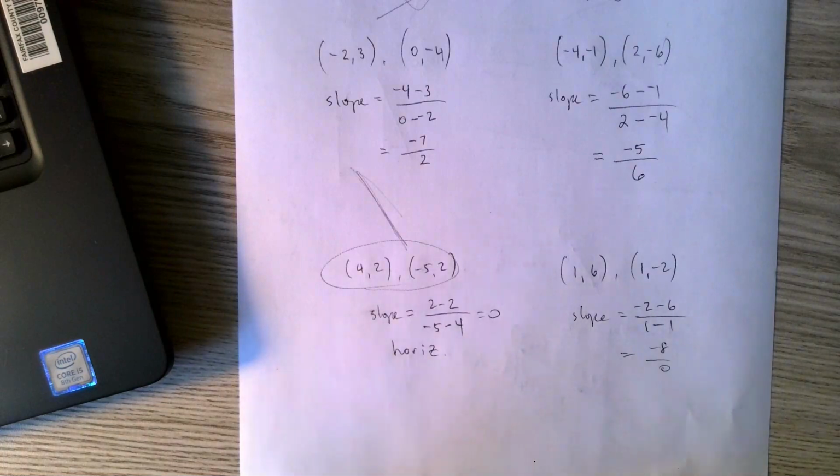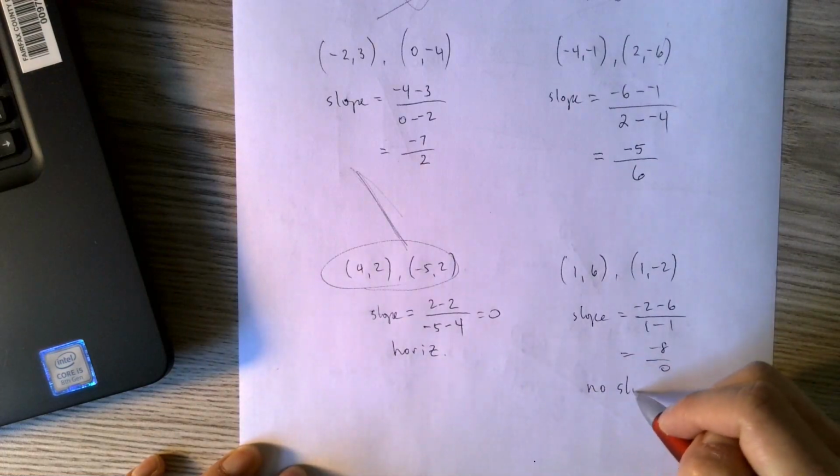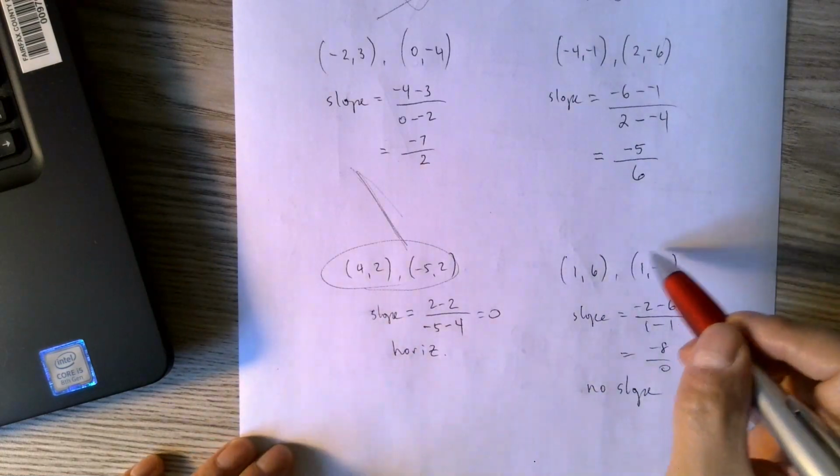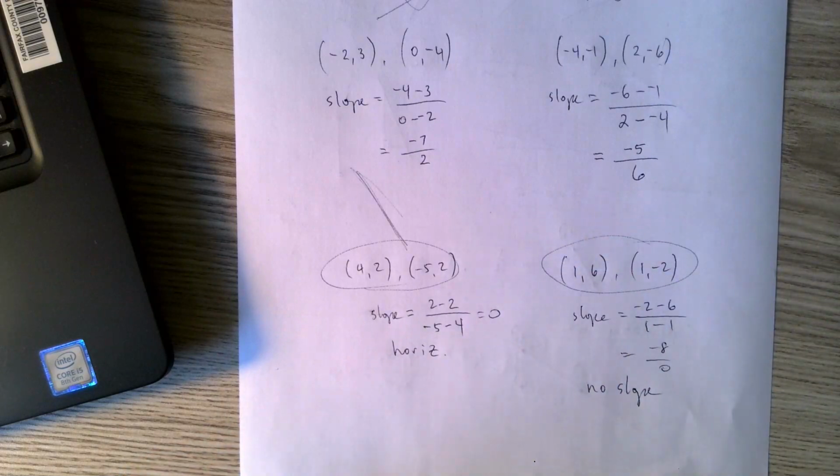Negative 8 over 0 is undefined, so there is no slope, which is what you would expect if you had 2 points that existed on the same vertical line.